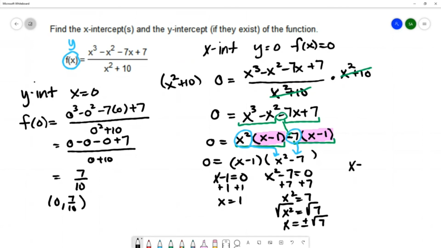So we have x equals 1, square root of 7, negative square root of 7 as our x-intercepts. If we write those in as ordered pairs, that would be 1 comma 0, square root of 7 comma 0, and negative square root of 7 comma 0. Those are our x-intercepts.